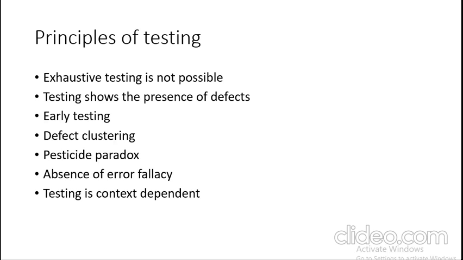So next, testing shows the presence of defects. It means if we are testing some product and there is some defect and we identify that during the testing process, then it is okay. If we do not identify any defects, it doesn't mean our product is 100% error free. Testing can show the defects are present but cannot prove that there are no defects. We cannot say that the product is 100% defect free. Testing reduces the number of undiscovered defects.